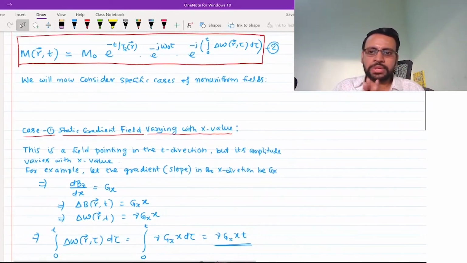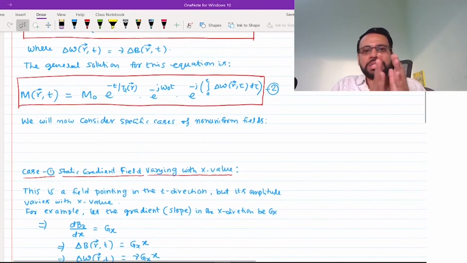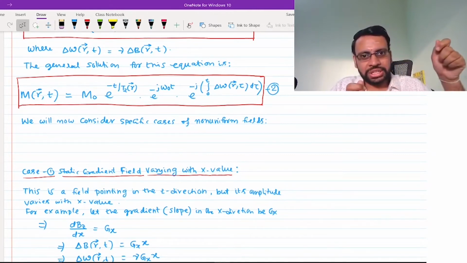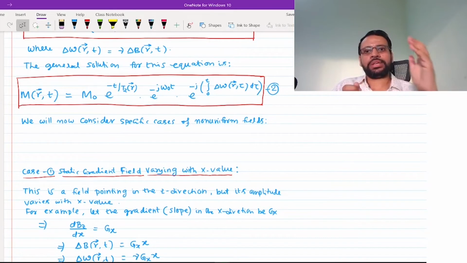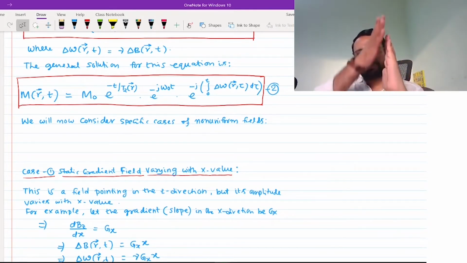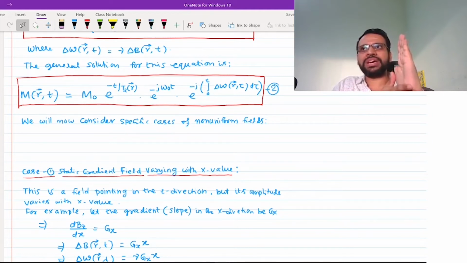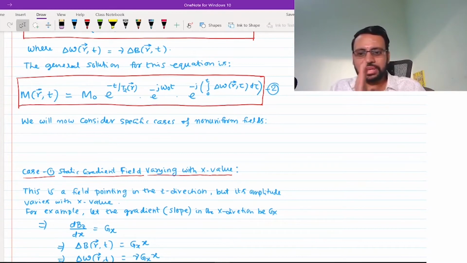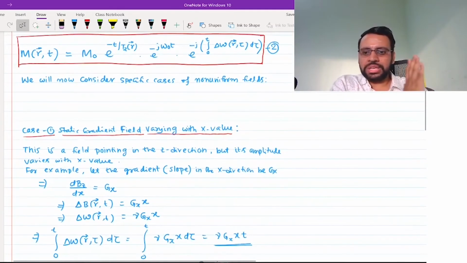First case, static gradient field varying with x value. Static gradient field, by that we mean this is not dependent on time, and then varying with x value. So spatial variation is with respect to x only. That means for a given value of x, everything would be rotating at the same value. So that would essentially give you the yz planes for different values of x.